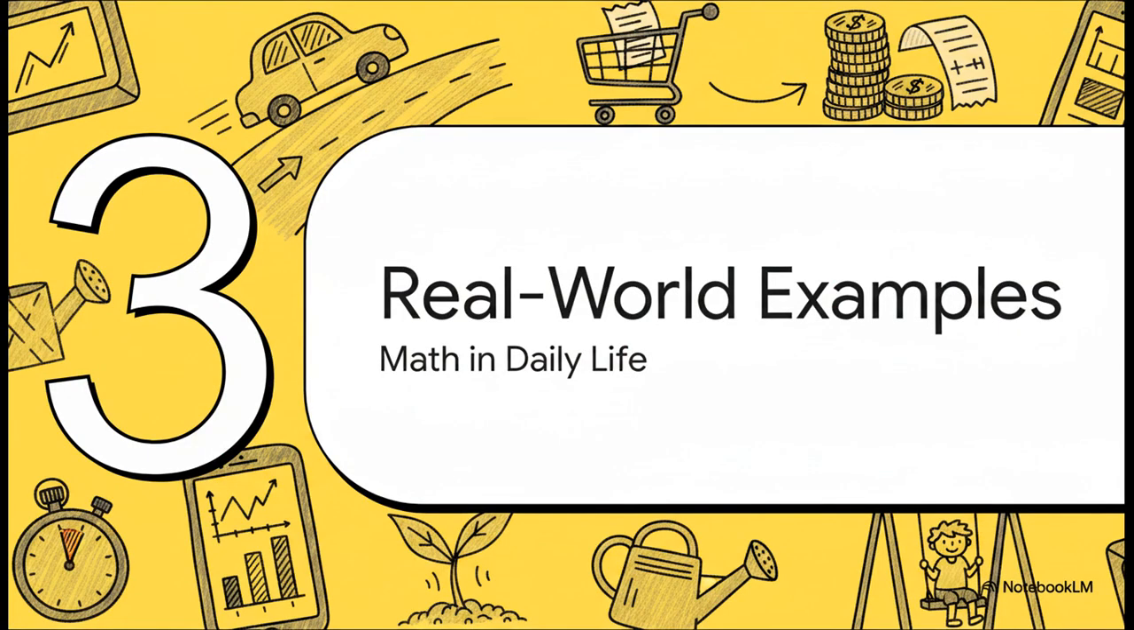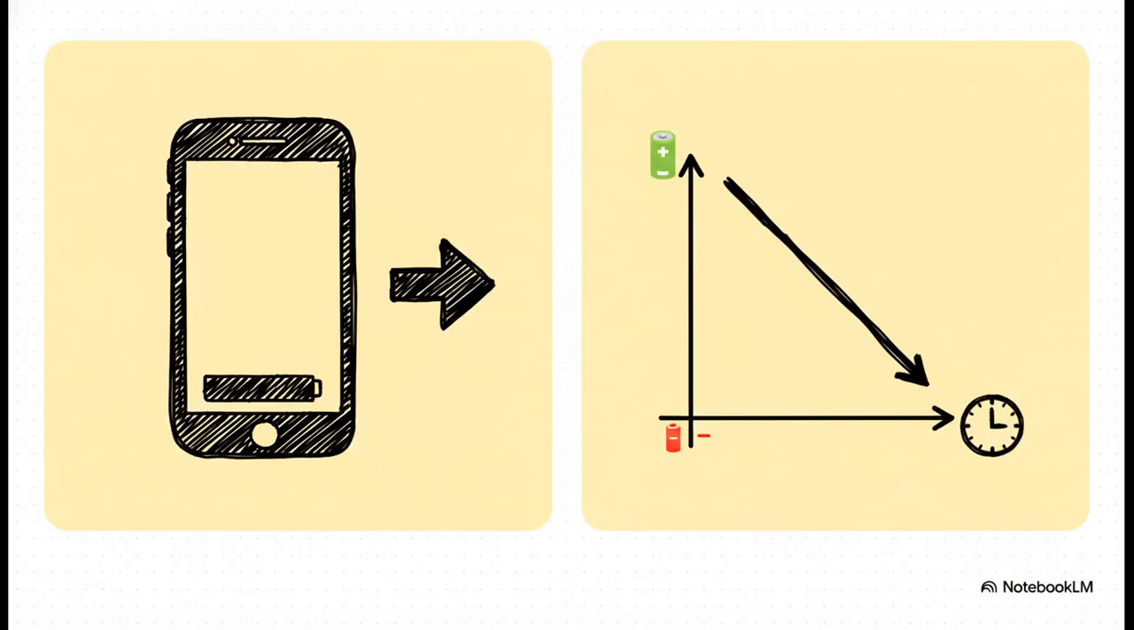All right, Section 3, Real-World Math Examples. Let's look at a scenario we literally all panic about, a dying phone battery. This is a brilliant way to see how we translate an everyday sentence into math. Our sentence is, a phone battery drops 20% per hour from 100%. So let's apply the steps. What's X? Time in hours.